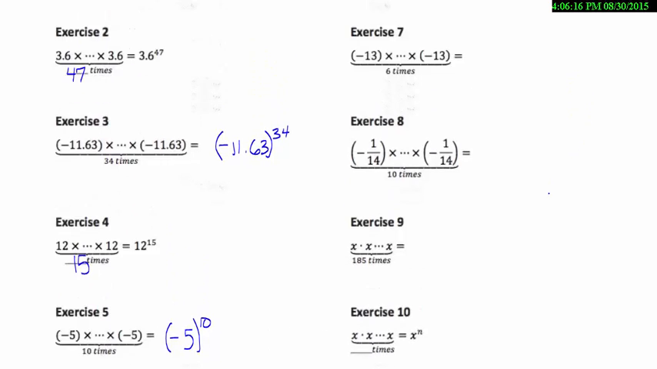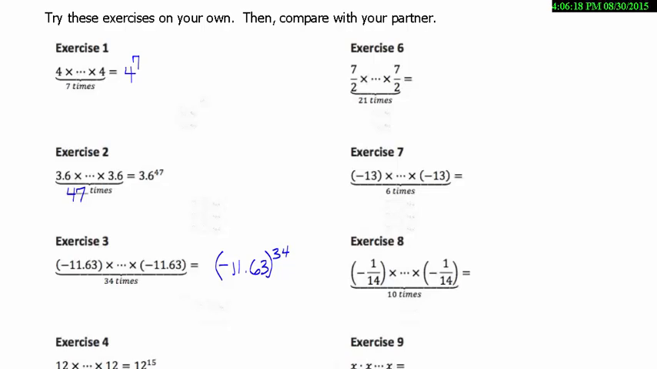Okay, moving back up to number 6, we have 7 over 2 multiplied by itself 21 times, and so we would write this as 7 over 2 raised to the 21st power, and we would definitely need parentheses to make sure that we know that it's the 7 halves raised to the 21st power, not just the 7 or not just the 2.